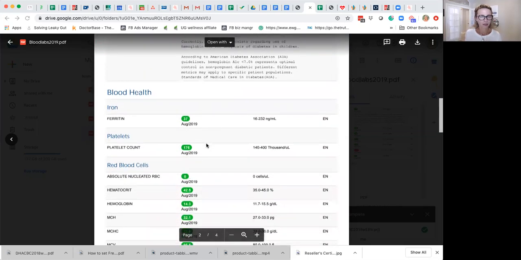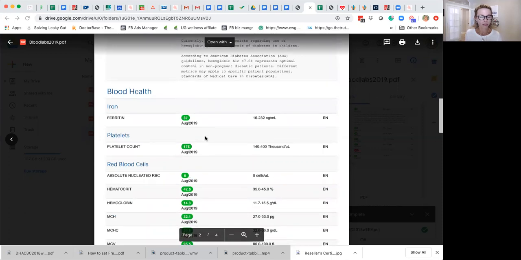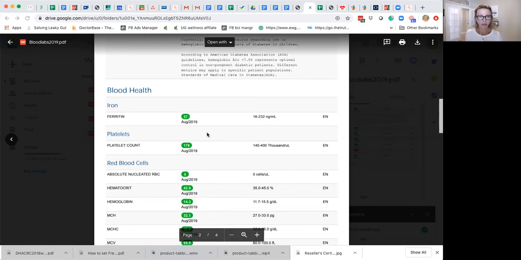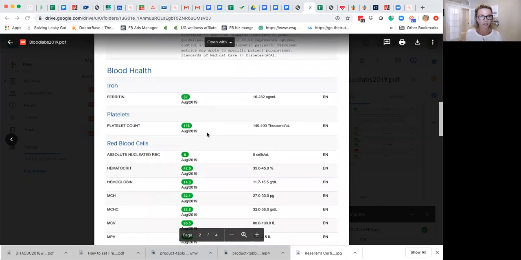Next is a ferritin marker. That's like a long-term iron storage. And this one's tricky. Everybody has a different opinion, but ferritin, I think I'm a little bit low here on ferritin.